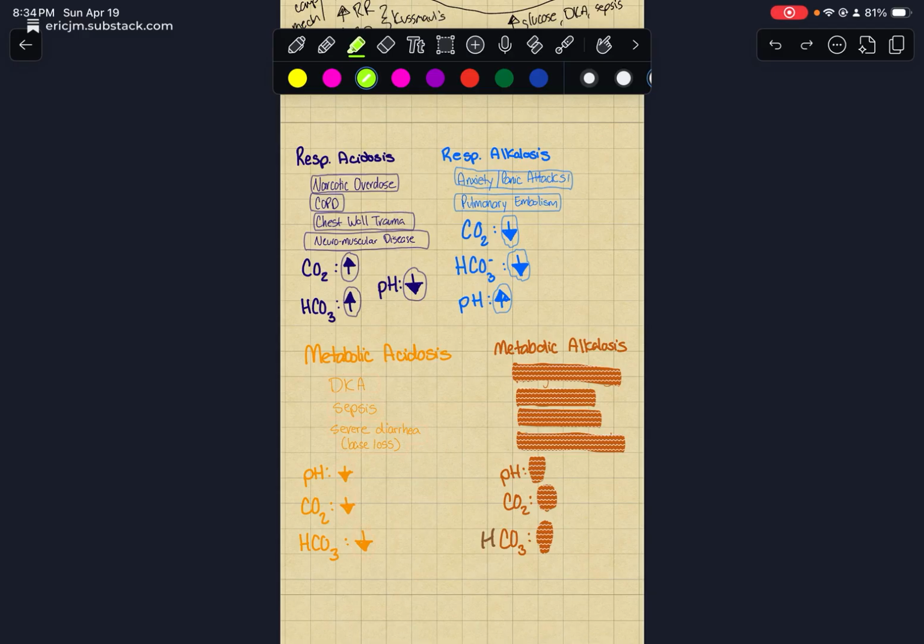Last thing, metabolic alkalosis. Pretty much the exact opposite. Think of everything that could cause metabolic alkalosis. Prolonged vomiting, so you're losing acids at this point. Nasogastric suctioning, diuretic use, and excess antacids. So think of someone who's taking a whole lot of Tums, a whole lot of antacids. Maalox, any of those over-the-counter antacid medicines.